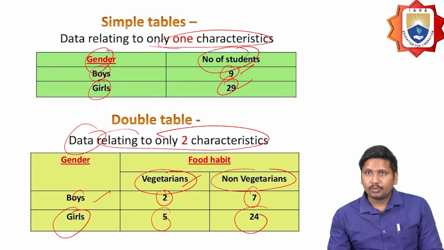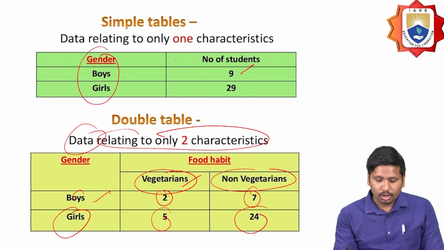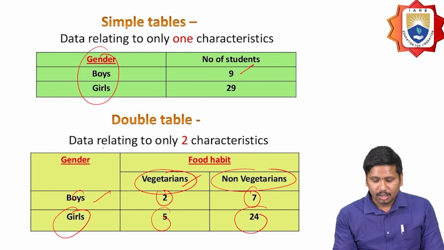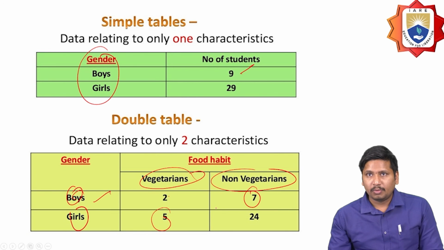And simple tables: if the data is related to only one characteristic, that is the simple table. Whenever the data is related to two characteristics, like gender, boys and girls, and food habit, again divided into vegetarian or non-vegetarian, the data is related to two types, right? So that's why it is a double table.